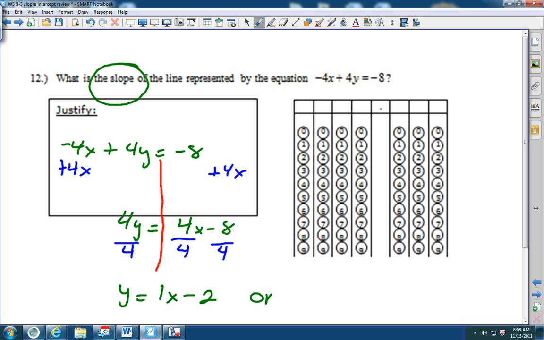You could write it as y equals x minus 2. It wants to know the slope. The slope is the number in front of x. It is not x. It is 1. The slope is 1.